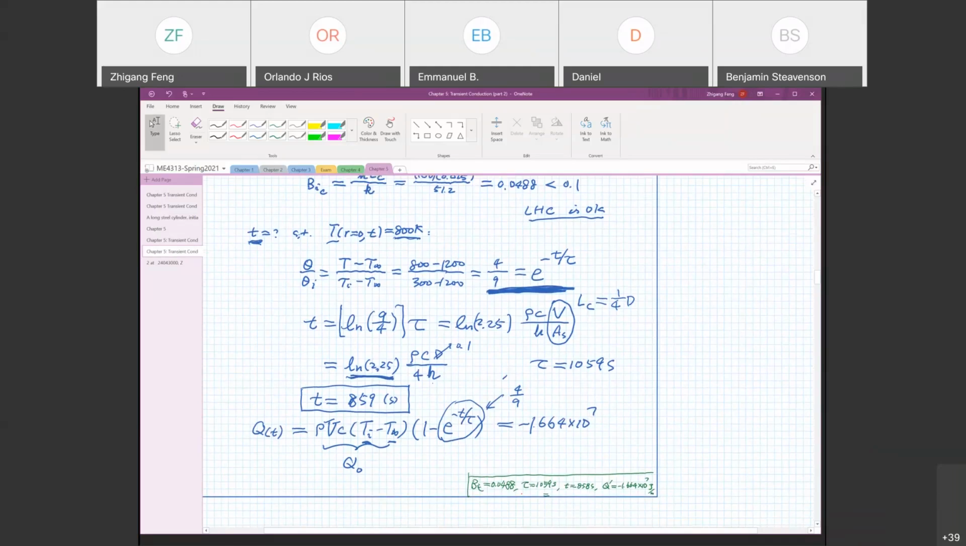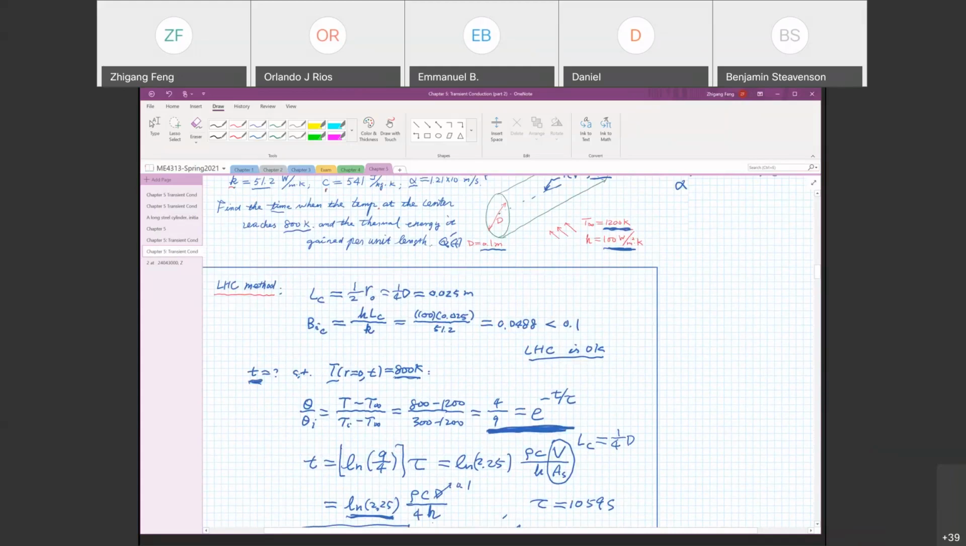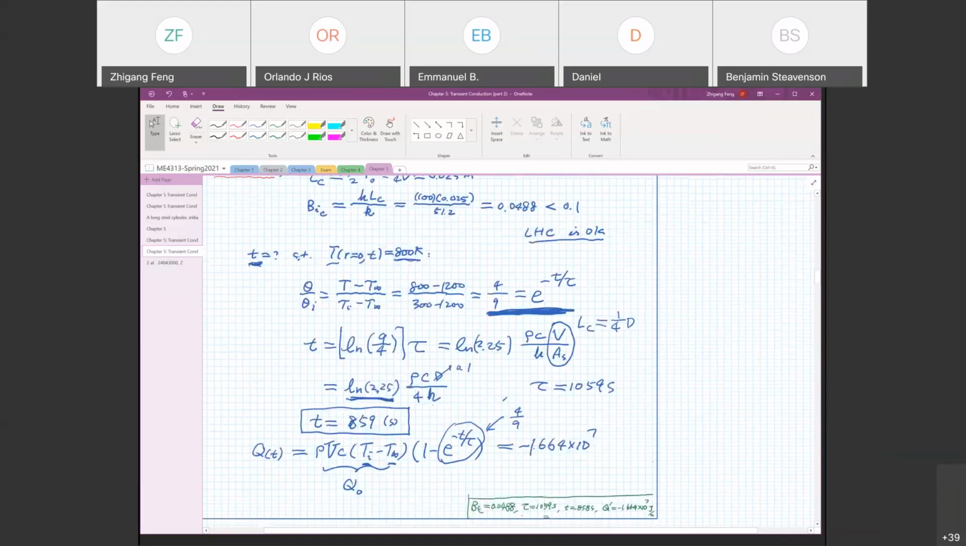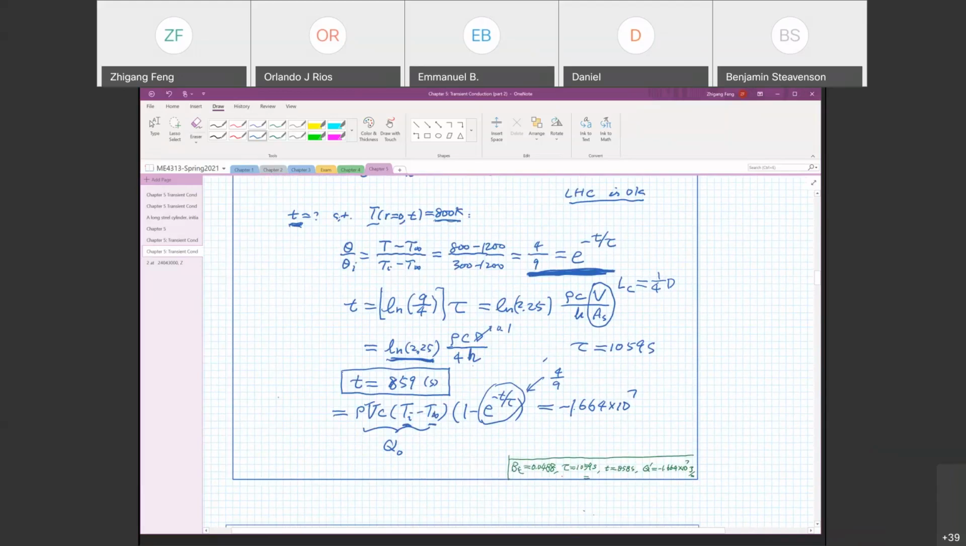And one important factor I have to point out: for a cylinder, we need the length of the cylinder to find the total volume. But for this question, it asks per unit length, so we can make L equal to 1. Okay. So let me make some changes. We use prime for the quantity per unit length, equal to Q over L. And now when you do the volume, this volume has to be equal to pi d squared over 4, which is the cross-section area of the cylinder, multiplied by L, and the L will be cancelled.